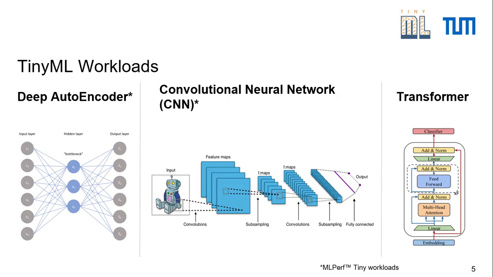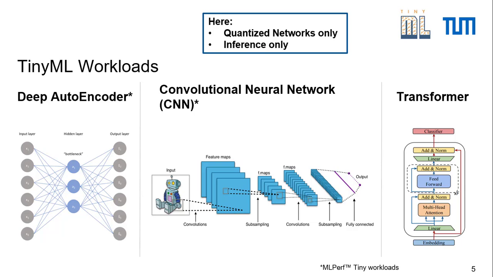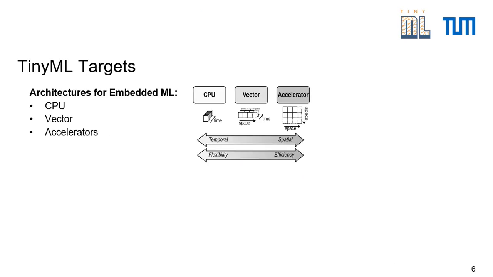So here's a short summary of the machine learning workloads we need to deal with in tinyML. This talk will focus on only the autoencoder and the convolutional and dense neural networks. And it will also do only quantized inference, so no on-device learning. For picking the right architecture to do embedded machine learning, you have to choose between CPU only, vector processors, or you can use specialized hardware accelerators for your embedded machine learning.